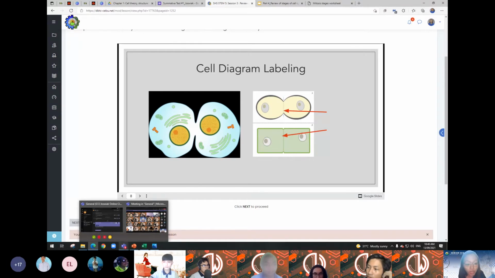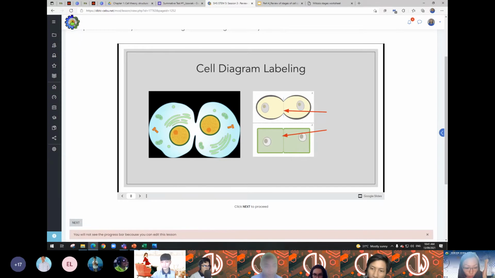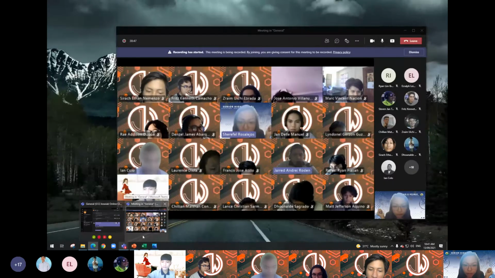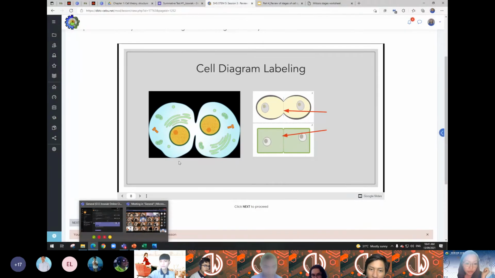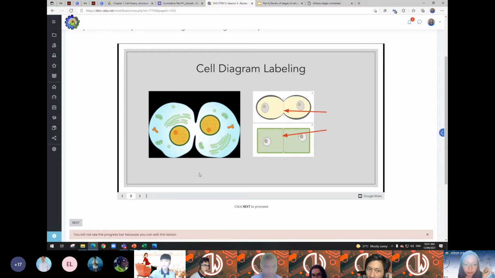Now, where are we in the concept map? We are in the stage of division of the what? Anyone? Rodan, ma'am. Cytokinesis, ma'am. Cytokinesis, very good. So cytokinesis in plant cell and animal cell is different. So this number 13, Rodan, what is this?